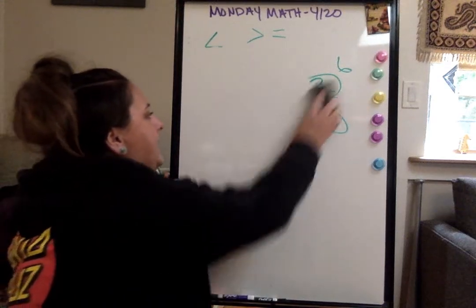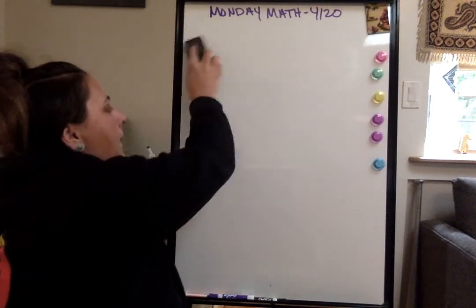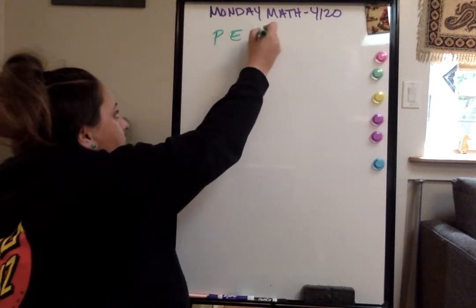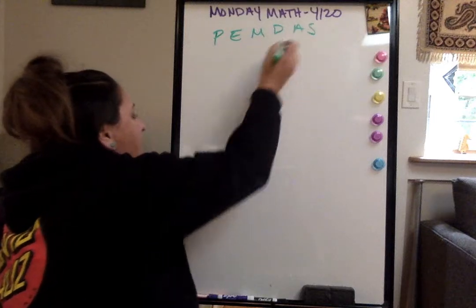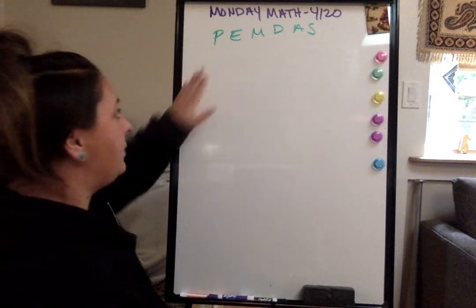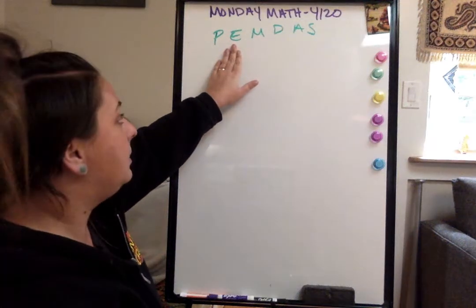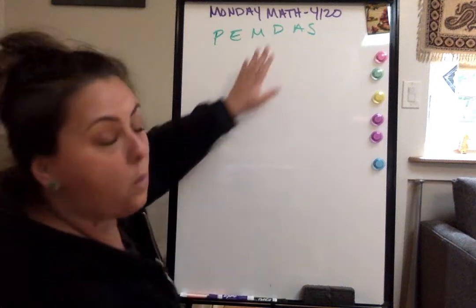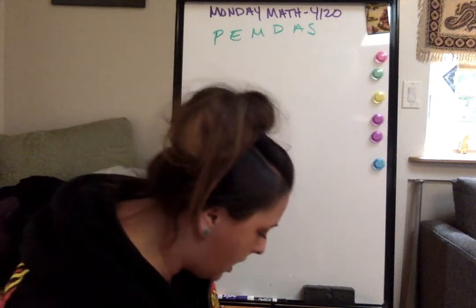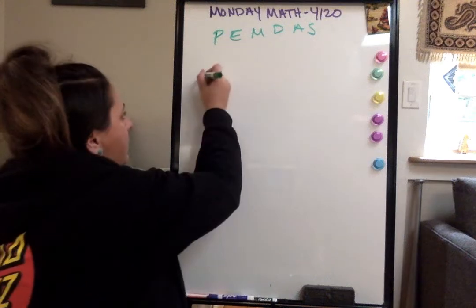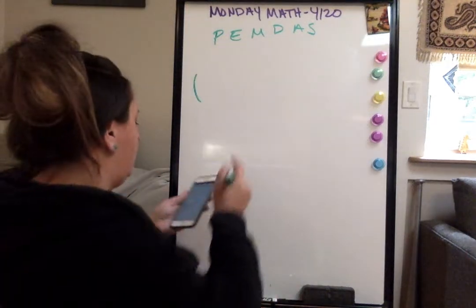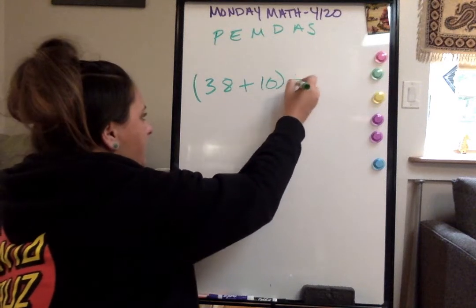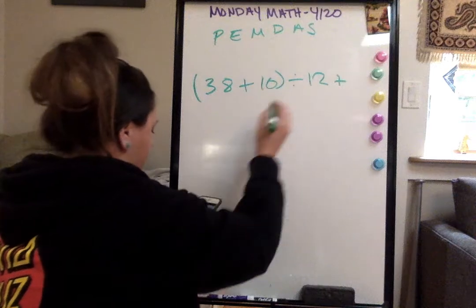Evaluate the expression using good old PEMDAS, which is please excuse my dear Aunt Sally. Okay? Parentheses, exponent, multiply or divide, because remember we go from left to right, and then add and subtract. So our expression is 38 plus 10 divided by 12 plus 52.